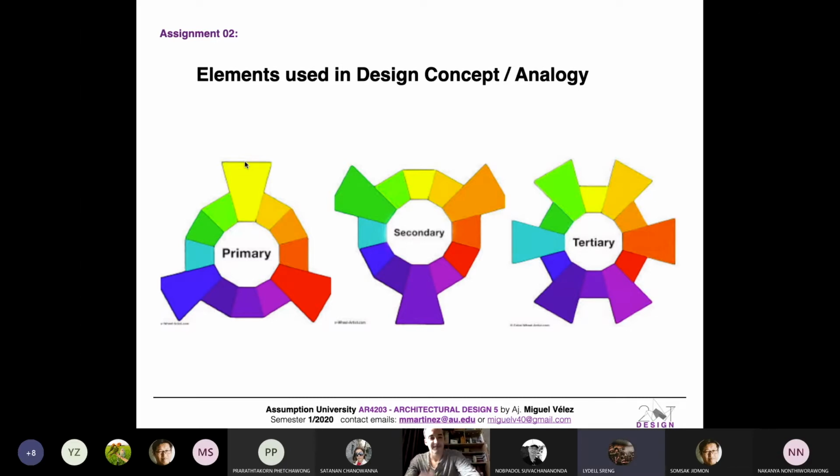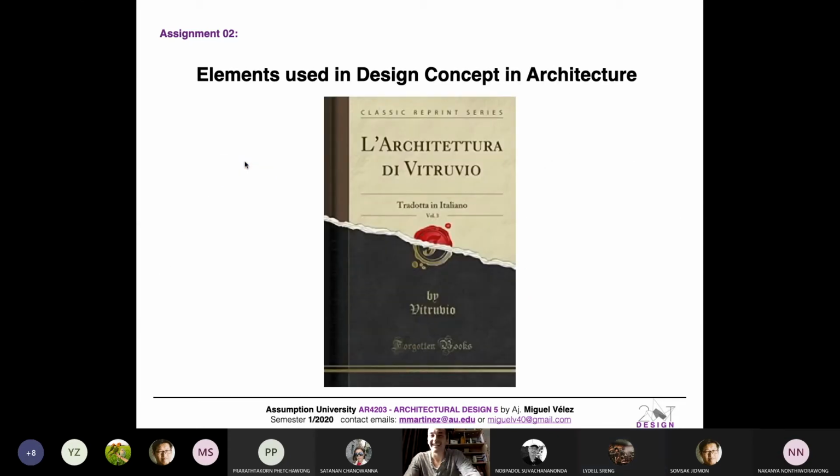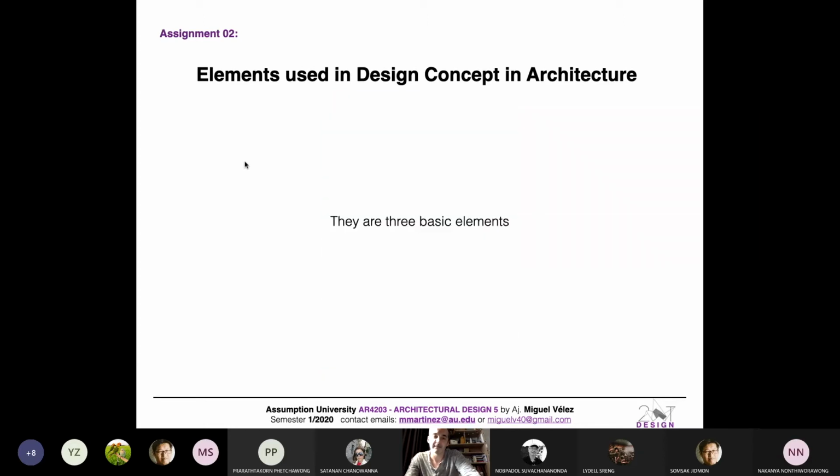Also from Vitruvius. I put this slide just to make a kind of hook. If you are studying the history of architecture, the Renaissance in Italy, they started to base everything on this book they discovered. This book says that the primary elements of one building you can define are three basic elements: the function, the beauty, and the stability.